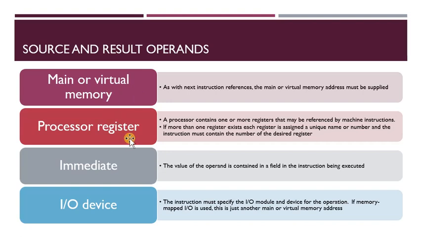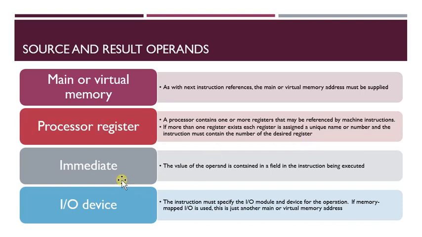The same thing goes for the processor registers. A processor contains one or more registers that may be referenced by machine instructions. So basically, the machine instruction must contain the number of the desired register.